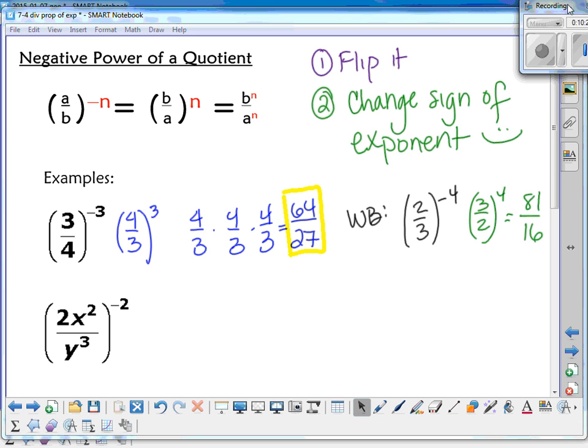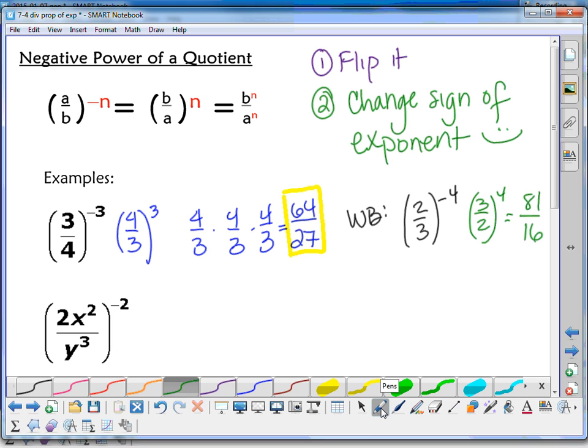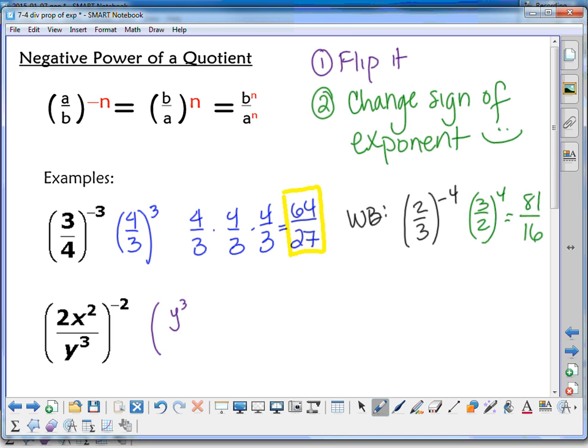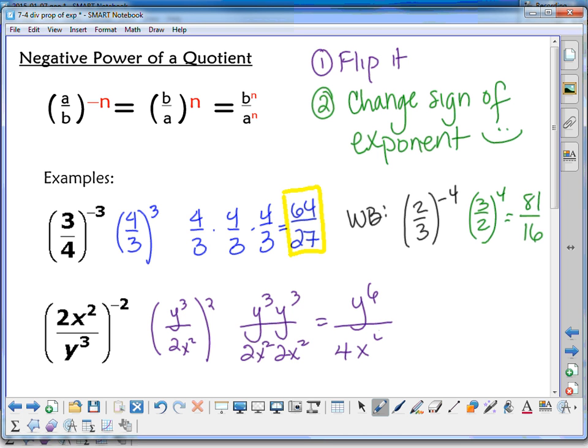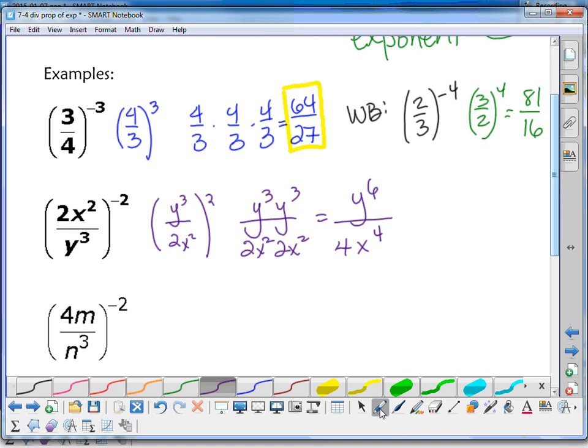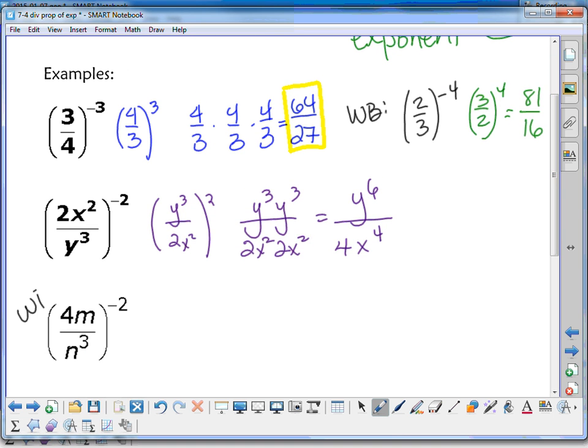All right, so for this next example, we're going to flip it over and make the exponent positive. So now I've got y cubed on top and 2x squared on the bottom to the second power. So that's y cubed and y cubed, 2x squared, 2x squared. So I have y to the sixth on top and 4x to the fourth on the bottom. Is there anything I can reduce? No, so I'm done. So I want you guys to do this one on your whiteboards. You're not getting out of here until this problem is done.